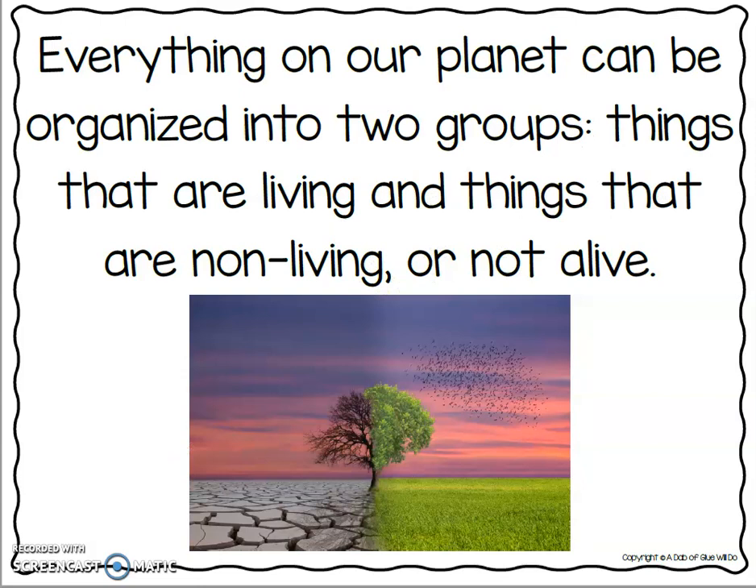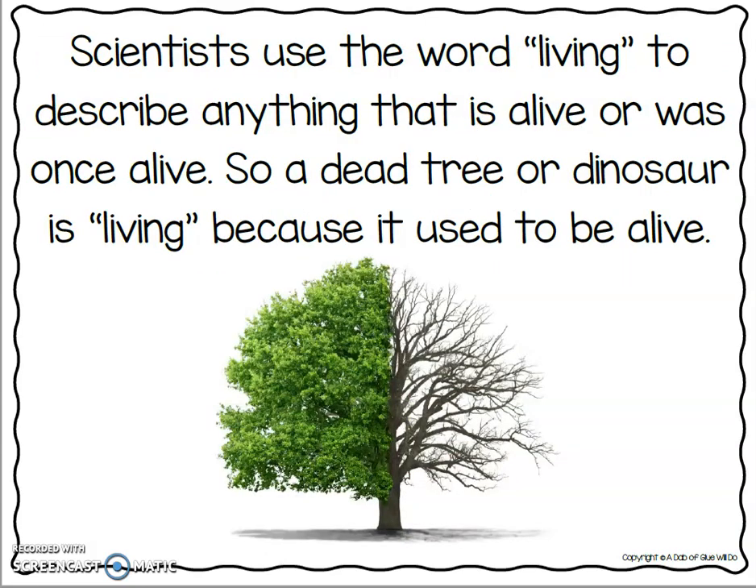Everything on our planet can be organized into two groups: things that are living and things that are non-living or not alive. Scientists use the word living to describe anything that is alive or was once alive. So, a dead tree or a dinosaur is living because it used to be alive.